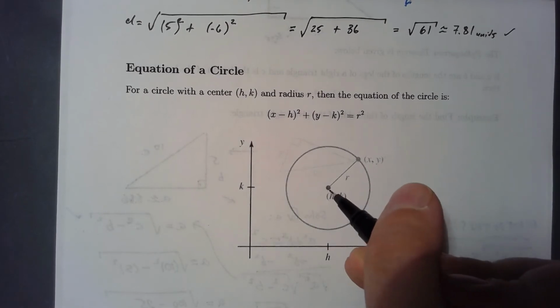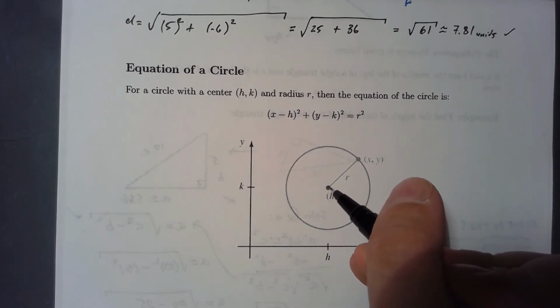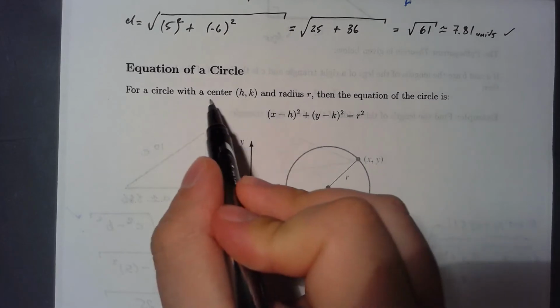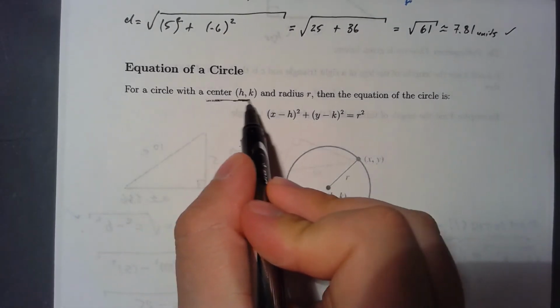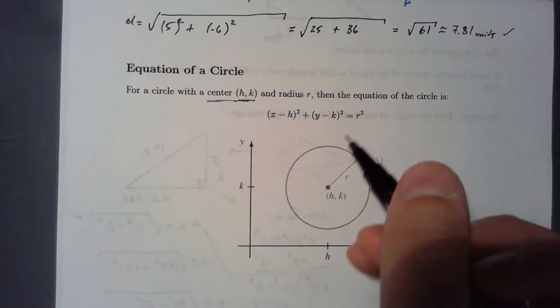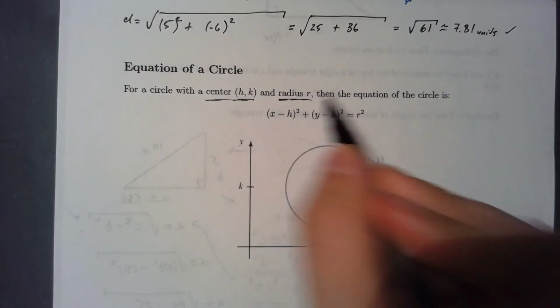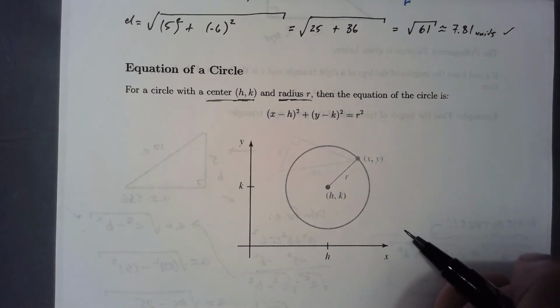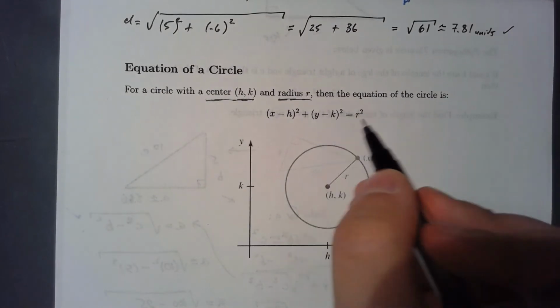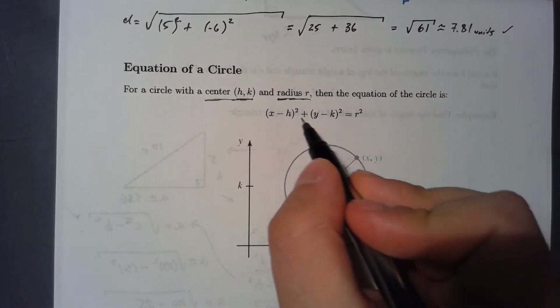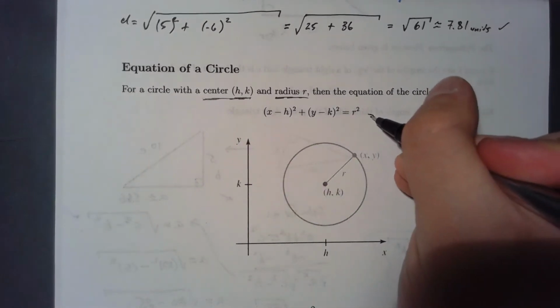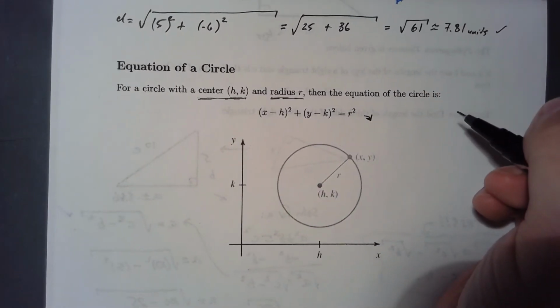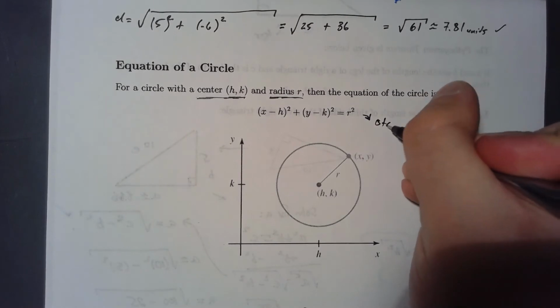You need the ordered pair of the center. So you need the center point. We denote that as the ordered pair h, k. And you need the radius, which is the distance from the center of the circle to the edge of the circle. And if I have that, then I can find the equation of a circle. And this equation in this form actually has a name. It's called the standard form.